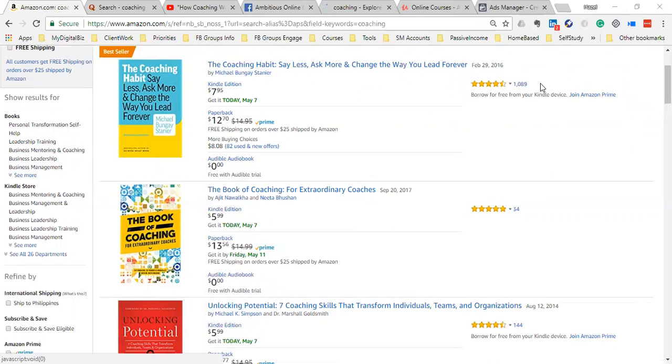In this case, we have 3 different books that you can see on screen. We're going to check the book that has the most number of comments, feedback, or reviews. The second book only has 34, the third one has 144. However, the first book, which is a bestseller in this case, has more than 1,000 reviews. That means we're going to get more insightful feedback from it, right? So let's go ahead and check it out.